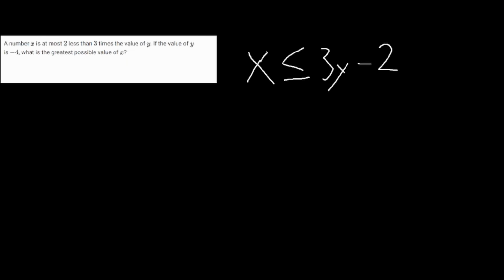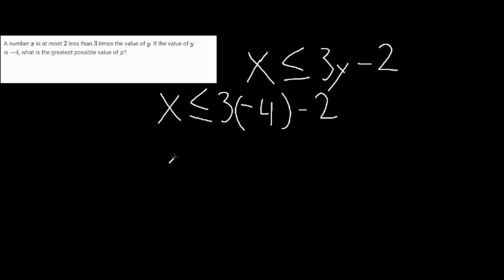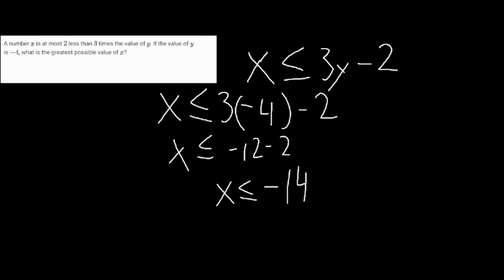Now, it is giving us our y value as negative 4, and with that, what would the greatest possible value of x be? So we would just plug in negative 4 into this equation, and we get 3 times negative 4 minus 2, which would be x is less than or equal to negative 12 minus 2, and x is less than or equal to negative 14, which would be our final answer.